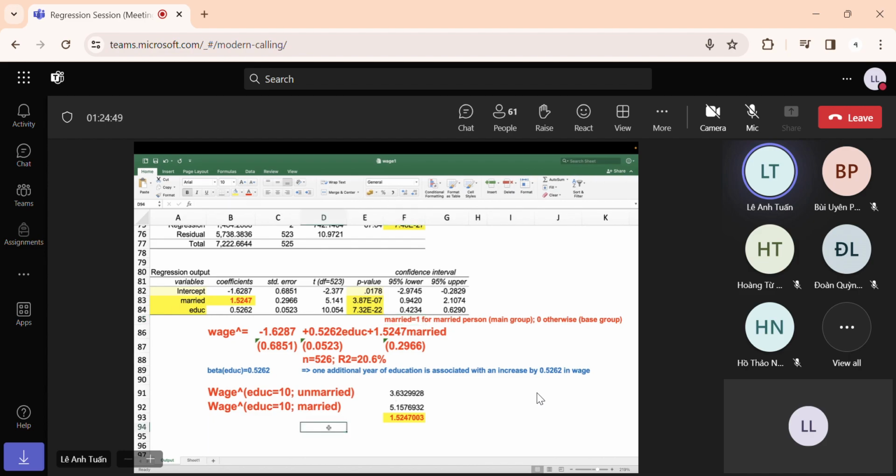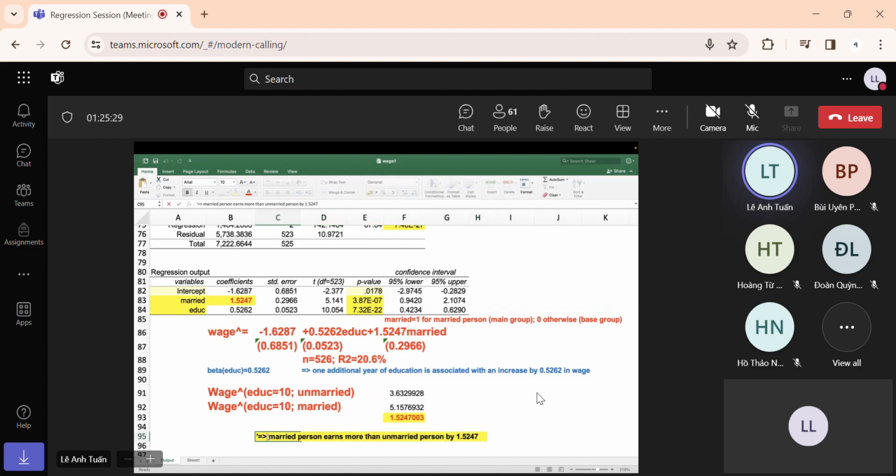So the coefficient on the dummy variable indicates the difference in the dependent variable between the main group and the base group. In this situation, how do we explain the coefficient? We say the married person earns more than the unmarried person by the coefficient, 1.5247. This is the way we interpret the coefficient on the dummy variable.